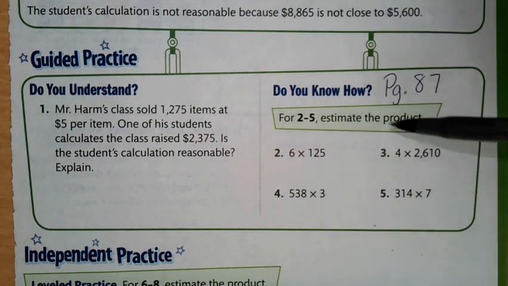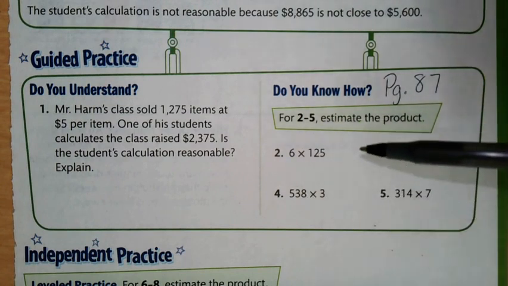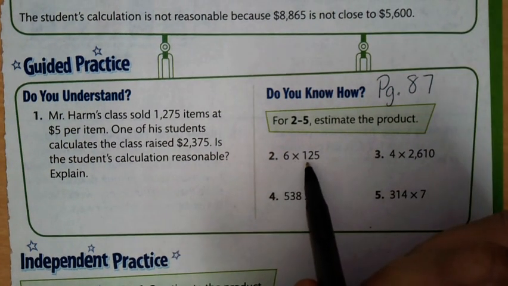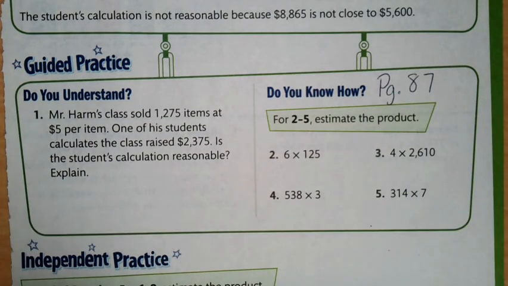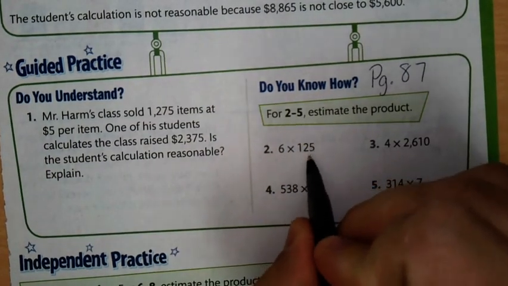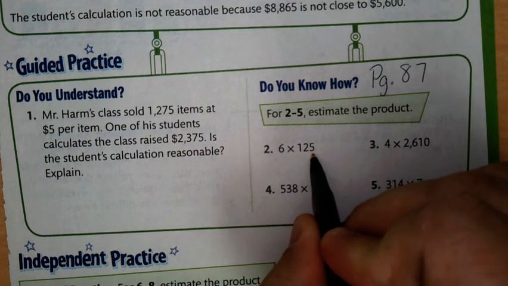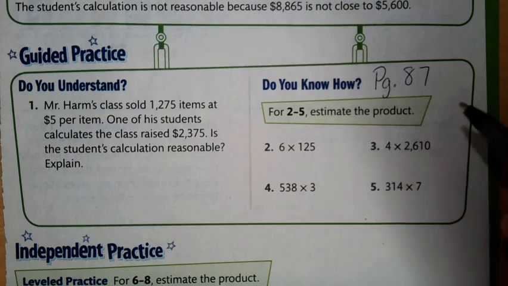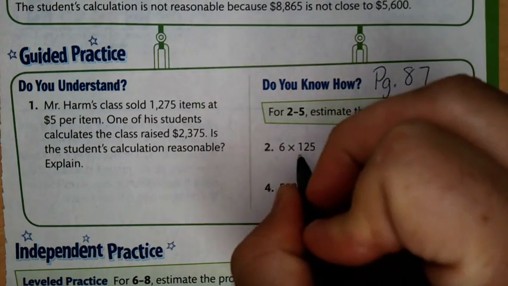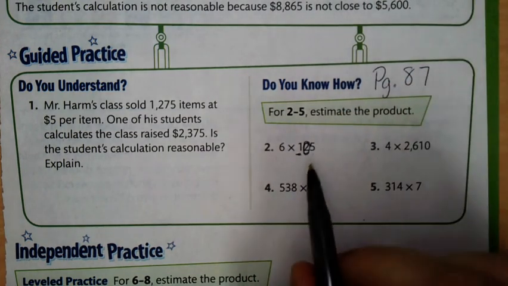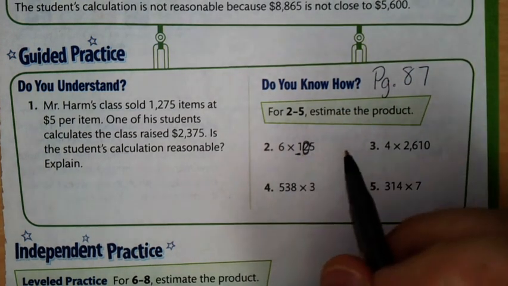We're going to start off working on these 4 problems right here. Okay. So for number 2, we have 6 times 125. So here's the question that I have for you. If we want to round and estimate the 125, do I want a bunch of extra numbers? The answer is no. I want to keep the largest place value, which means I circle the number behind it. In this case, it's my number 2.